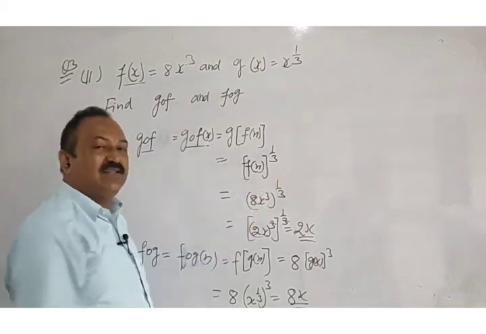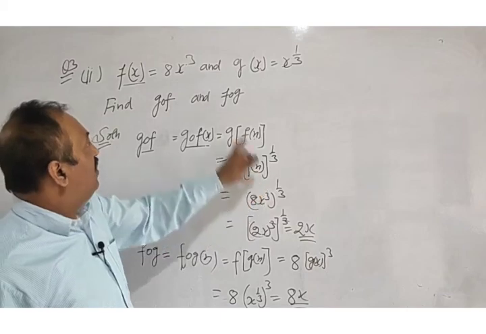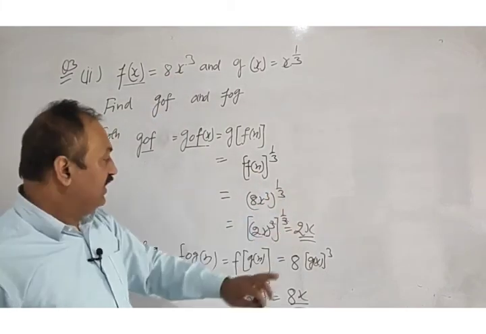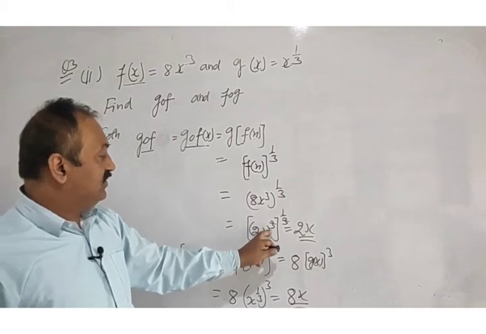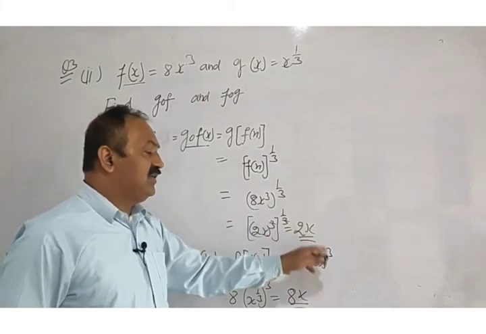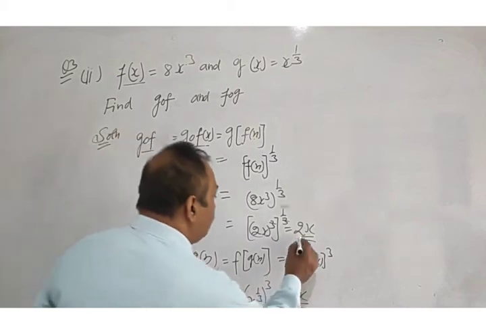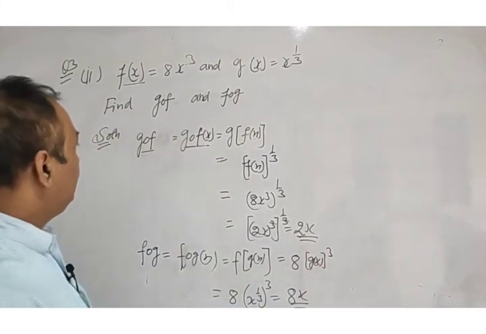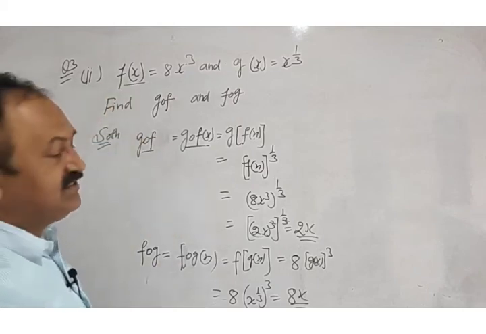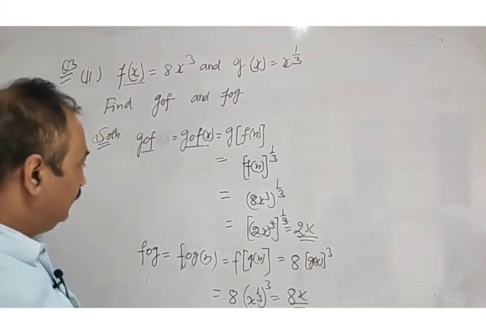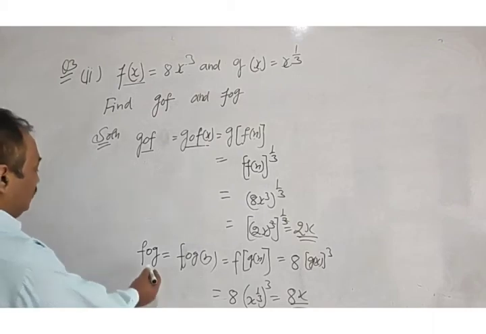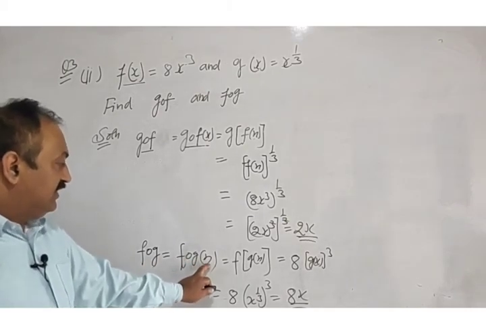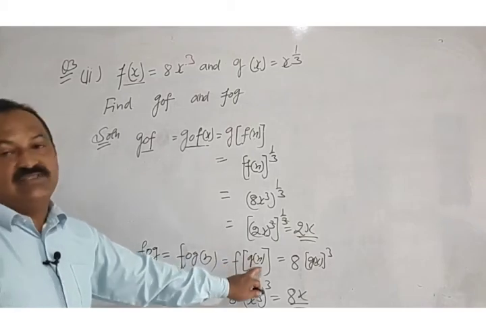f(x) raised to power 1 by 3, and at last putting the value of f(x), we get (8x cubed) raised to power 1 by 3, and that is equal to (2x) whole cubed raised to power 1 by 3, that is equal to 2x. This is the value of gof, composite function, if f(x) and g(x) are given to you. Similarly, fog is equal to fog(x), that is equal to f of g(x).